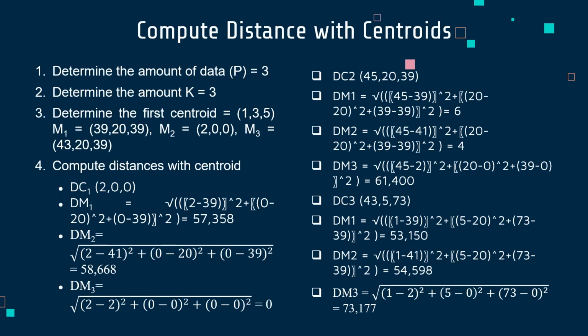Compute distance with centroids. 1. Determine the amount of data, p equals 3. 2. Determine the amount k equals 3. 3. Determine the first centroid equals 1, 3, 5, m1 equals 39, 20, 39, m2 equals 2, 0, 0, m3 equals 43, 20, 39. 4. Compute distances with centroid. Pause this video to see the result.